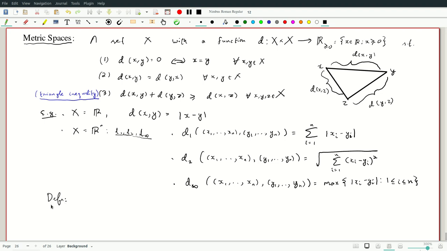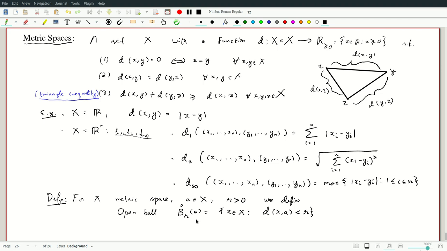So let me just make a definition. For X a metric space, and A in X, and R, let's say positive, we define the open ball of radius R around A as the set of all points x in X such that the distance between x and A is less than R. In the usual distance this is just the open ball, and the closed ball, B R bar of A, is the set of all x in X such that the distance between x and A is less than or equal to R.